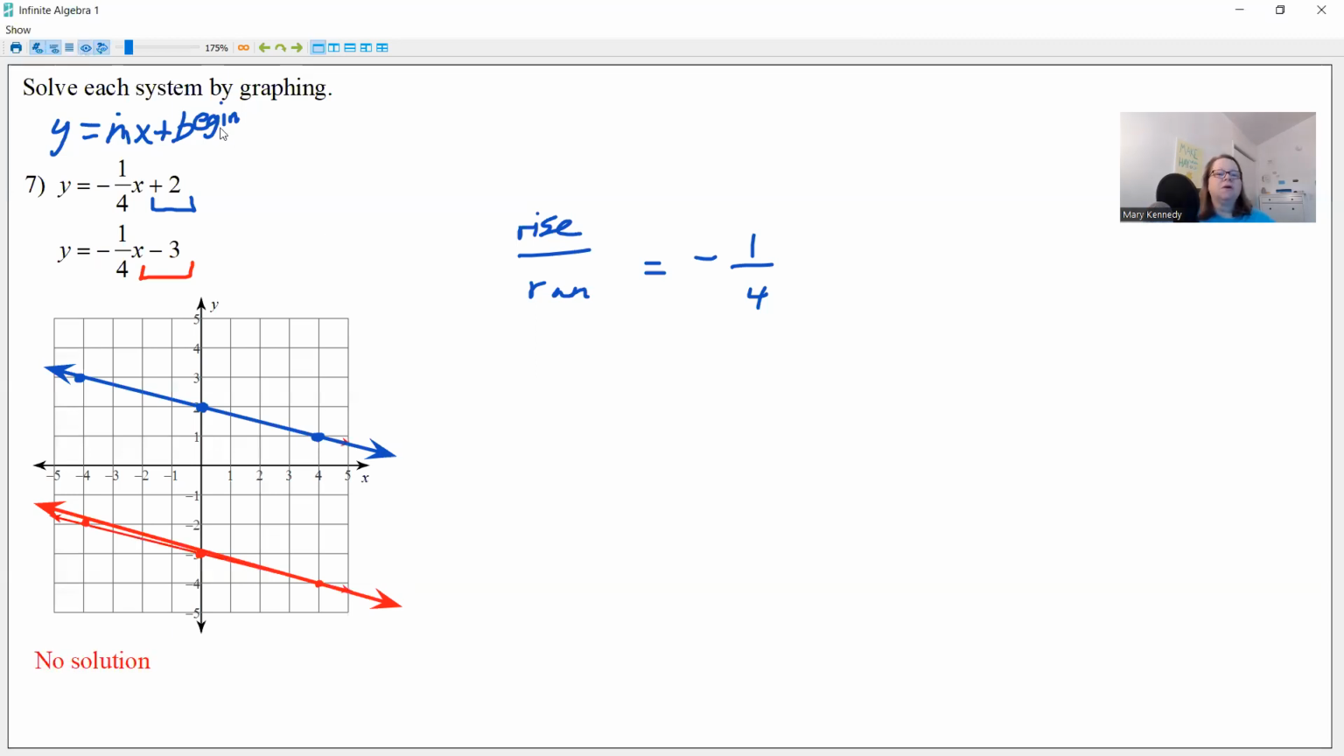Let's see where it'll show it. Yeah, there it is. Okay, no solution. And so because a solution is where the graphs would actually intersect, and these are never going to intersect because they're parallel with each other. So no solution if the slopes are the same.